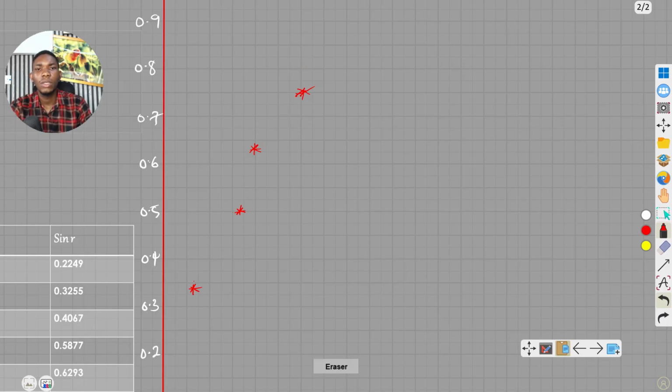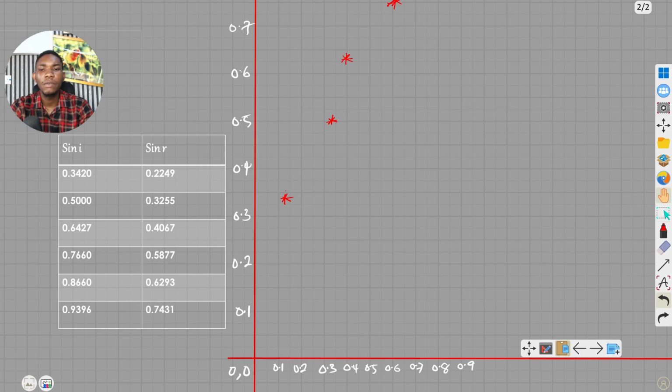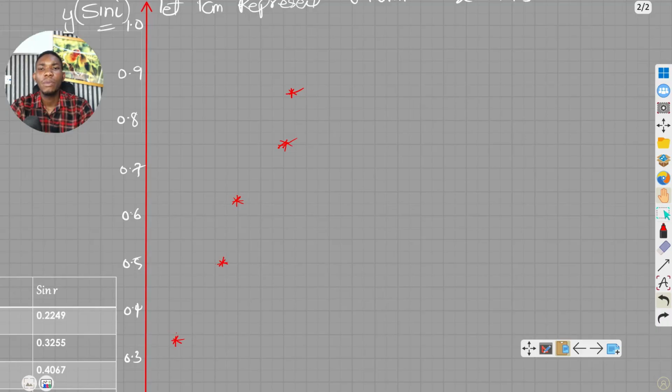To be somewhere around here. But it's 0.8660, so it will be somewhere around here. These person's values are maybe incorrect, but I still want to show you that you can plot any value. Then 0.9 and 0.74. So we have 0.94 and then 0.74. So we have 0.94 somewhere around here. Then 0.7. Here is 0.7. 0.74 will be somewhere around here.